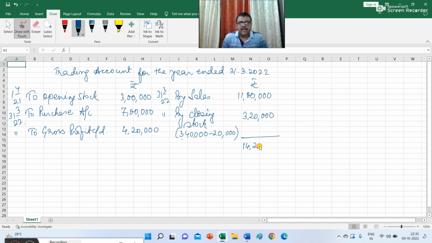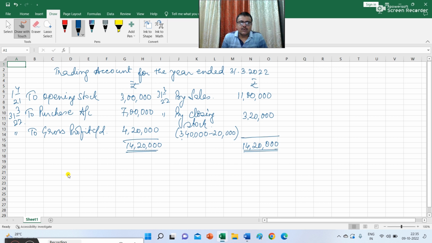So on the credit side, the total is 4,20,000, and the total of the debit side will also be 4,20,000, and 4,20,000 is the balancing figure. So this is step number 1. You have to first calculate the trading account. You have to prepare the trading account for the previous year.